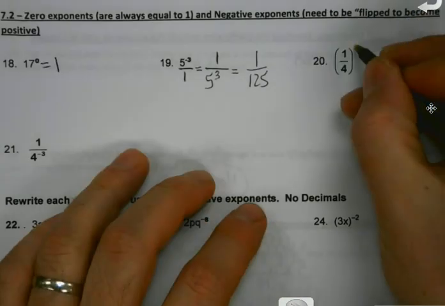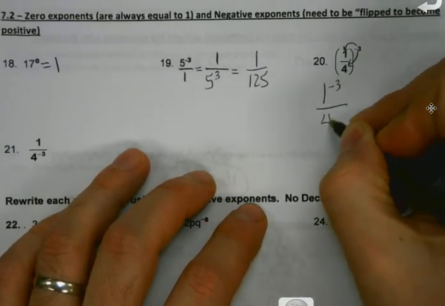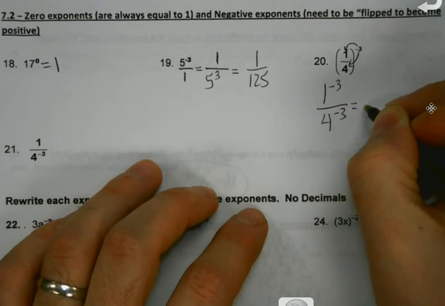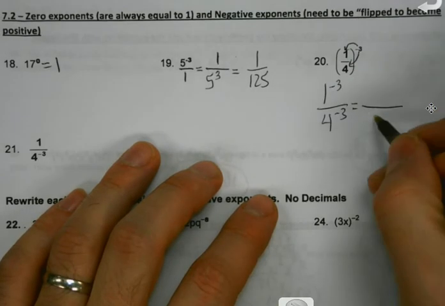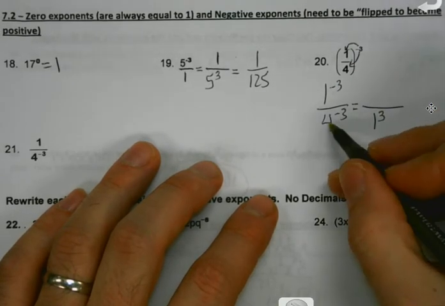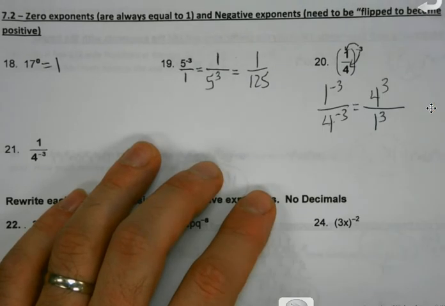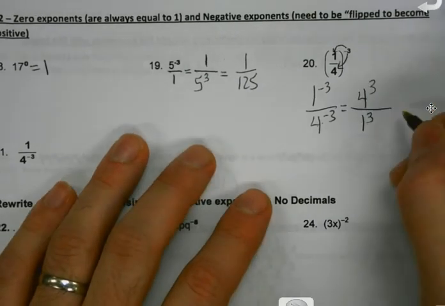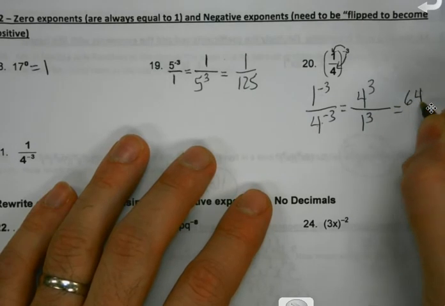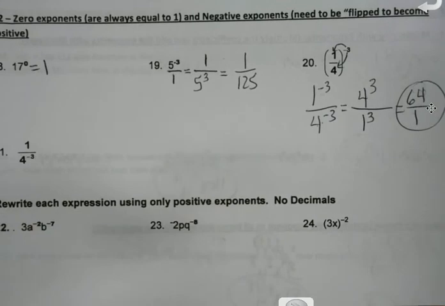Let's do 20. If I have a fraction, the negative 3 would go to both the 1 and the 4. Okay, what number needs to be flipped? Both of them, you're right. 1 to the negative third flips down to the denominator. 4 to the negative third, if it starts down below, heads up to the numerator. And again, just calculate those out, whether they're on the calculator or wherever. 4 to the third is 64. 1 to the third is 1. And if you want to leave it as 64 over 1, that's fine.